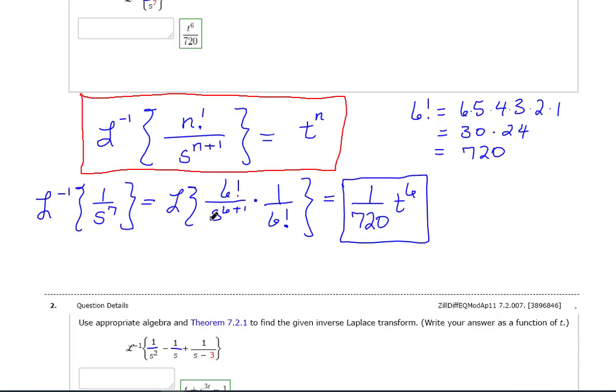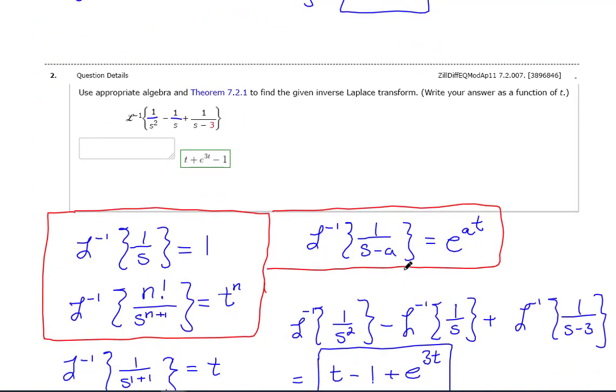So the 6 factorial over s to the 7th, that part is t to the 6th. And my 1 over 6 factorial is 1 over 720.